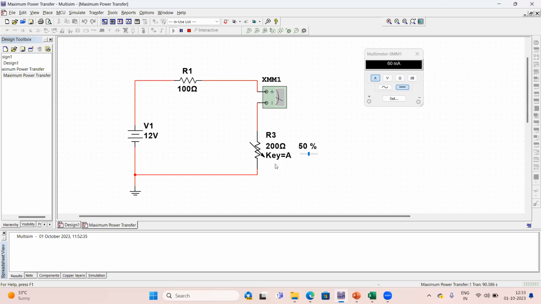So I hope you have understood. Try to execute the circuit on MultiSim and also try it on the breadboard.